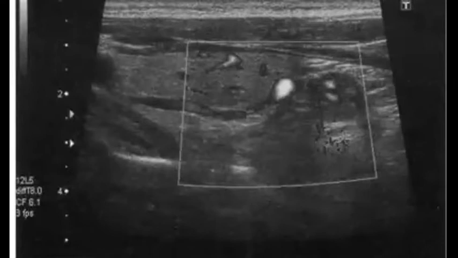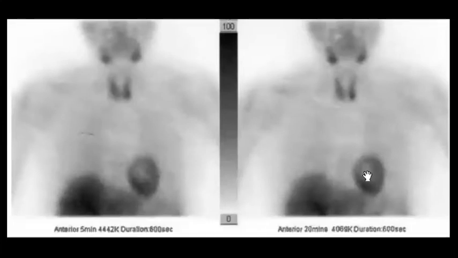Okay. So until now, what would you like to do? You can suspect a thyroid nodule or maybe parathyroid. If it is parathyroid, I think you will do a scan like this one. Which type of scan is this? Technetium sestamibi scan. This one is after 5 minutes, then after 20 minutes.